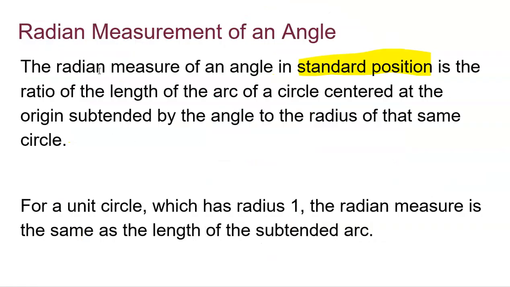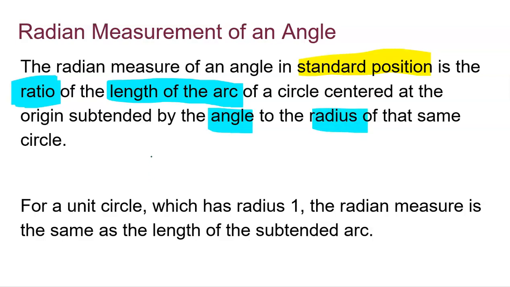So when we go back up here to the definition, here we go, right? The radian measure of an angle in standard position is the ratio, which is a fancy word for saying a division problem, a numerator over a denominator, of the length of the arc of a circle centered at the origin, subtended by the angle, so the length of the arc created by the angle, to the radius of that same circle. And that's how we came up with this idea that an angle in radians is the ratio of the arc length, the subtended arc created by the angle, divided by the radius.